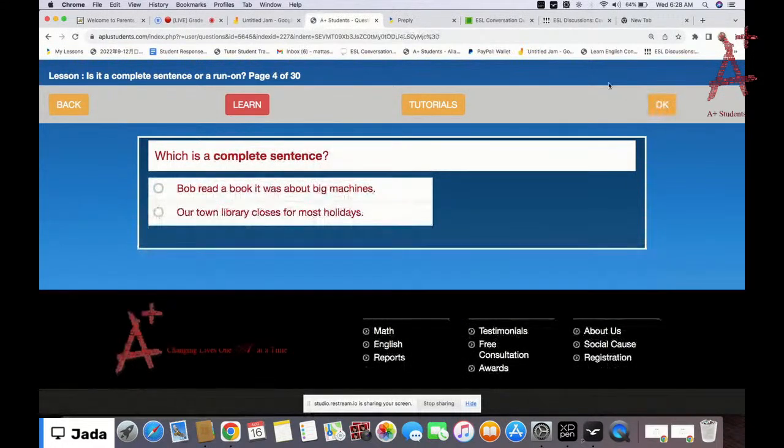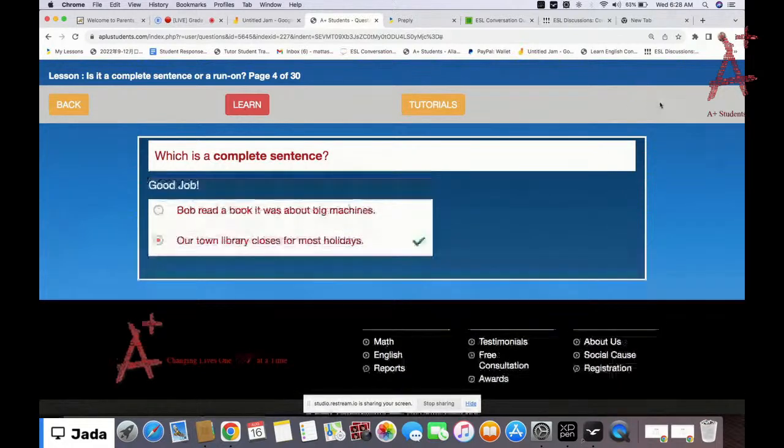it's okay. So which is the complete sentence here now? Now we need to find the complete sentence. Bob read a book. It was about big machines. Our town library closes for most holidays. Okay, so this is it. This one was the same with our tutorials.